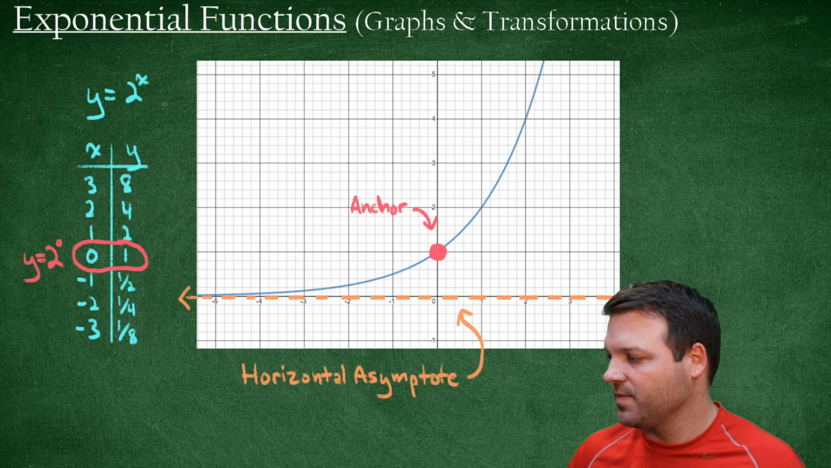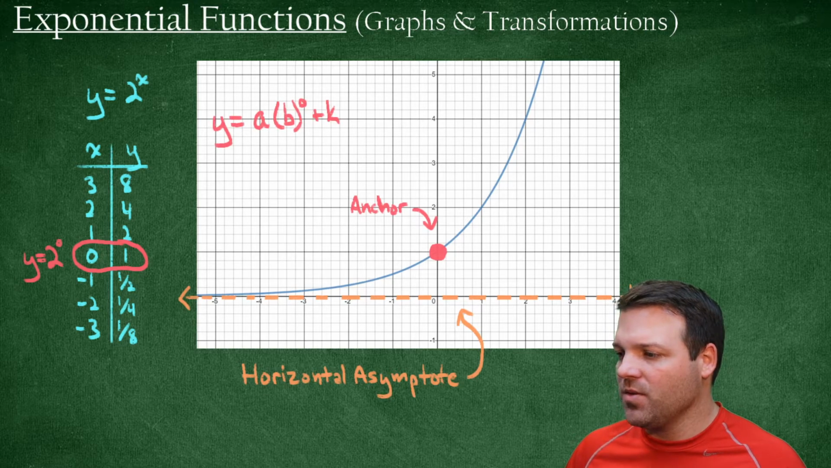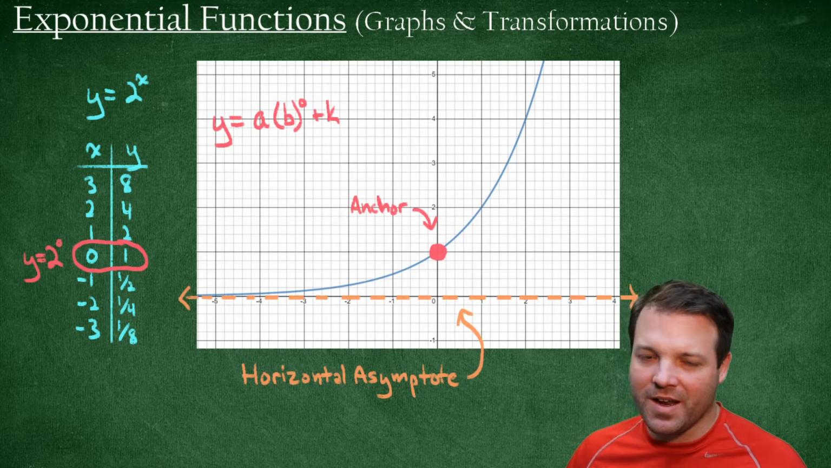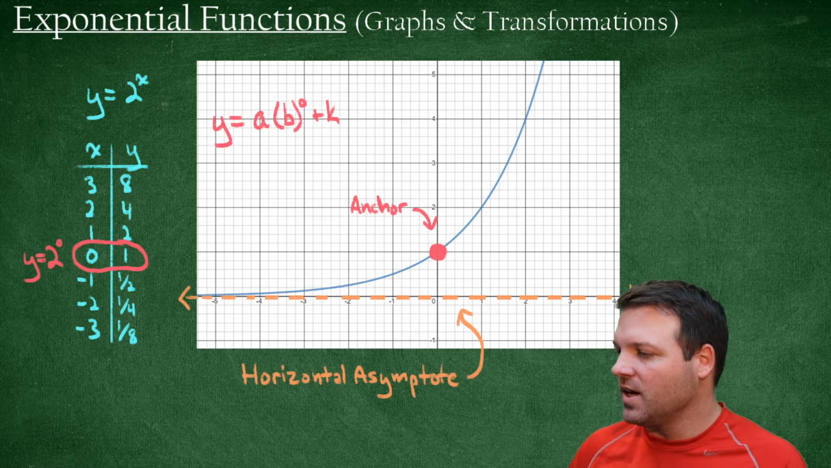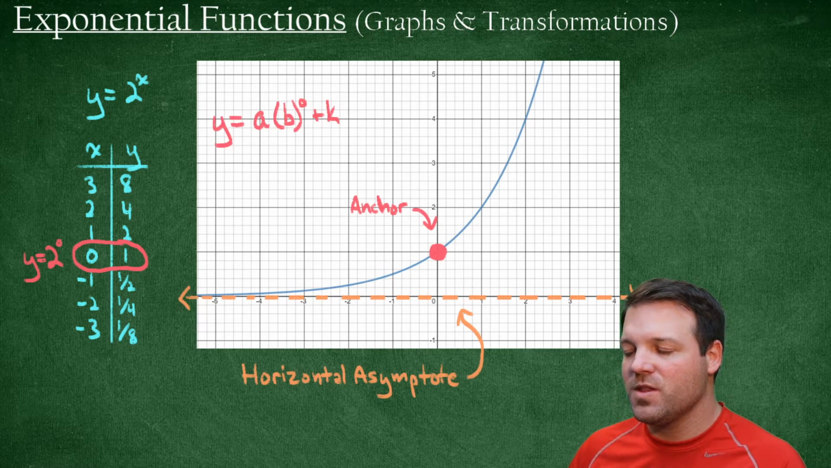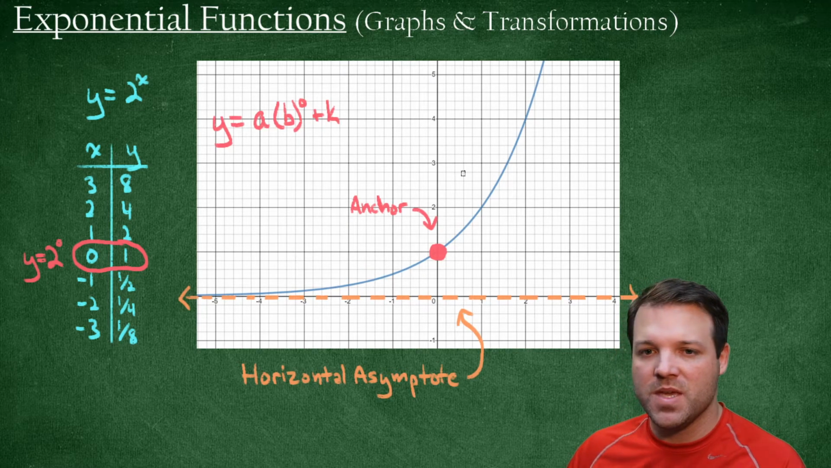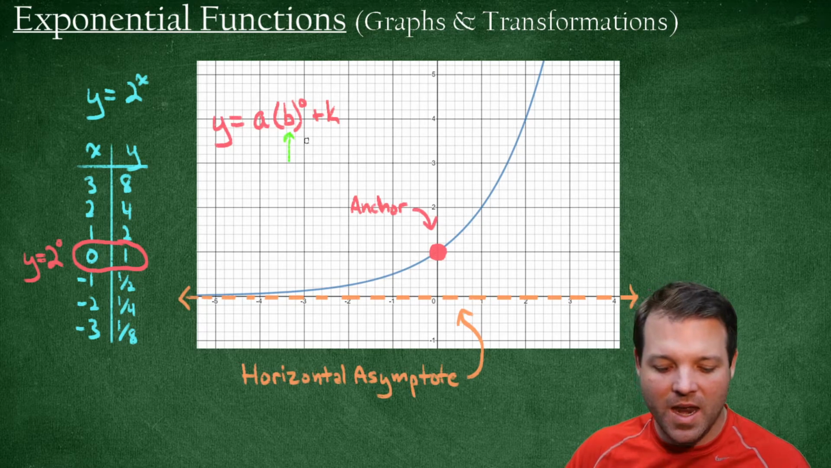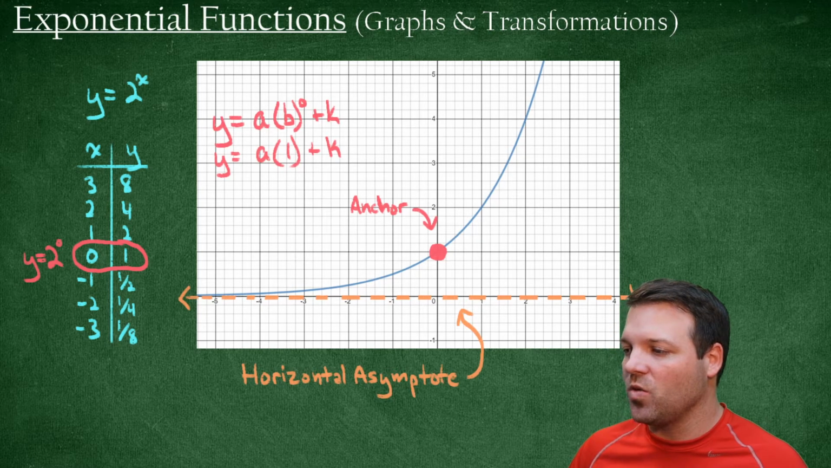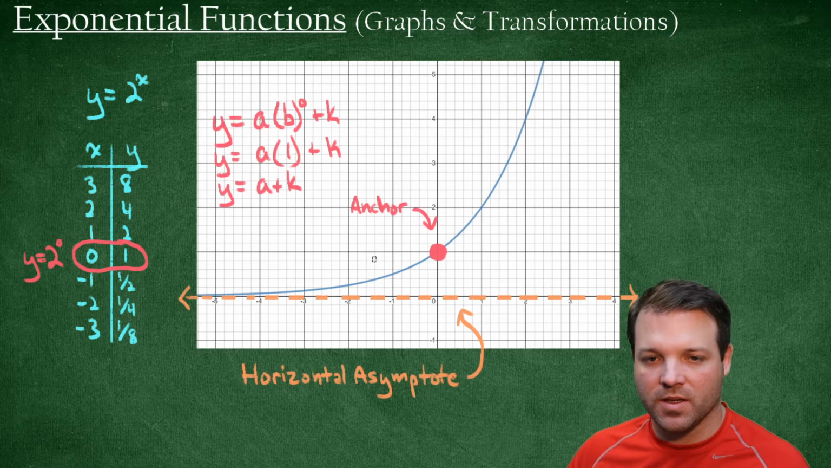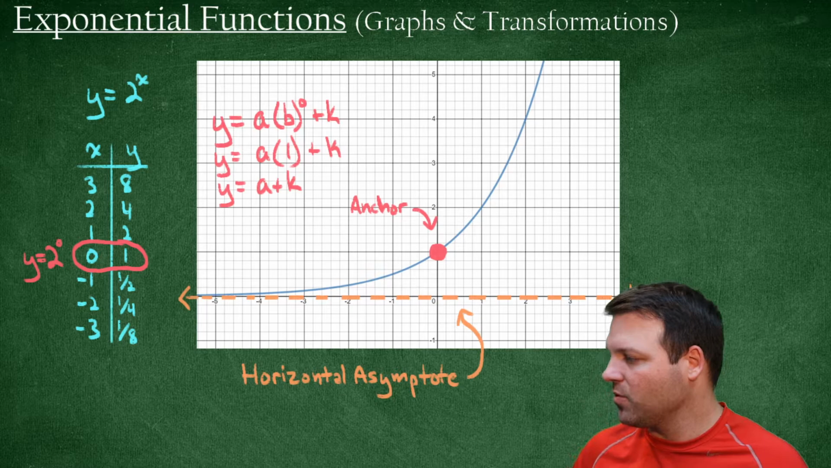Now, what I want to show you here is that there is technically a formula for this anchor point. But anyway, basically, if the exponent is 0, then it doesn't matter what this b is, it could be anything under the sun, that is going to end up being 1. And so y would equal whatever that a value is, because it's a times 1 plus k. All right, and again, how do you figure out the y value? We simply plug in that x value to get the y for that anchor point.